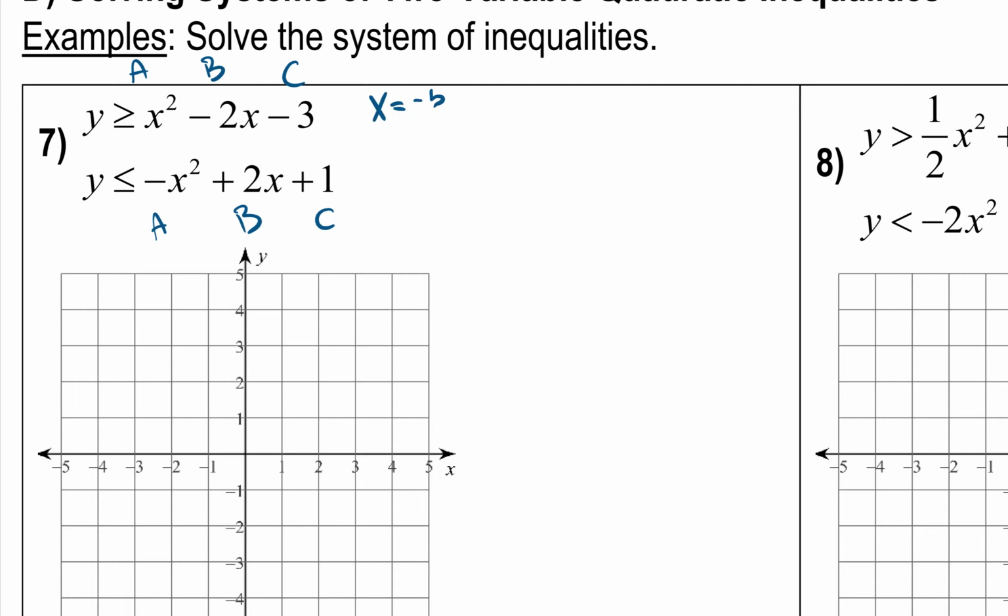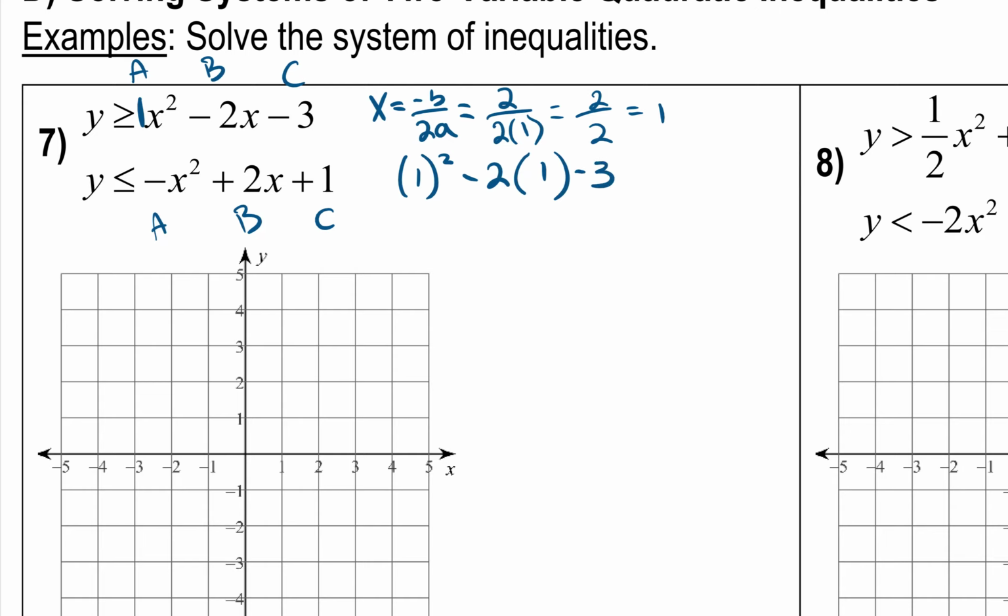So x equals negative b over 2a. So I have positive 2 over 2 times 1, because remember, if there's no number, it's a 1. That gives me 2 over 2, which is 1. A nice whole number. So I plug that into my equation and find my y value. I have x squared, which is 1 squared, minus 2 times 1, minus 3. 1 squared is 1, minus 2, minus 3. 1 minus 2 is negative 1. Minus 3 is negative 4. Sweet.